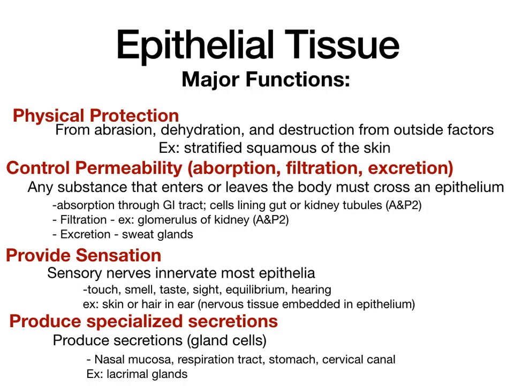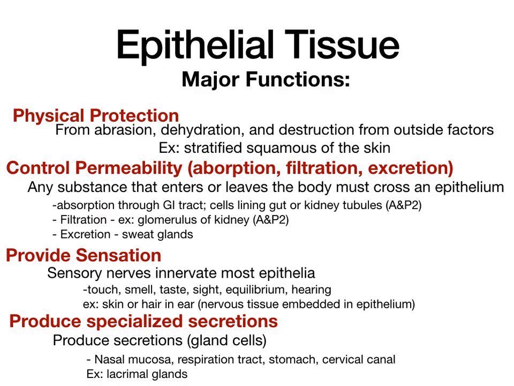So the epithelial tissue has major functions. The first is physical protection, which we have talked about. I always refer back to, think of the skin when we think of epithelium. Once you can remember the different functions, then you can start to remember the different types of epithelial tissue and where it's found in the body. But if you think of the skin, it's going to help you remember these major functions a little bit better than thinking of the digestive tract.